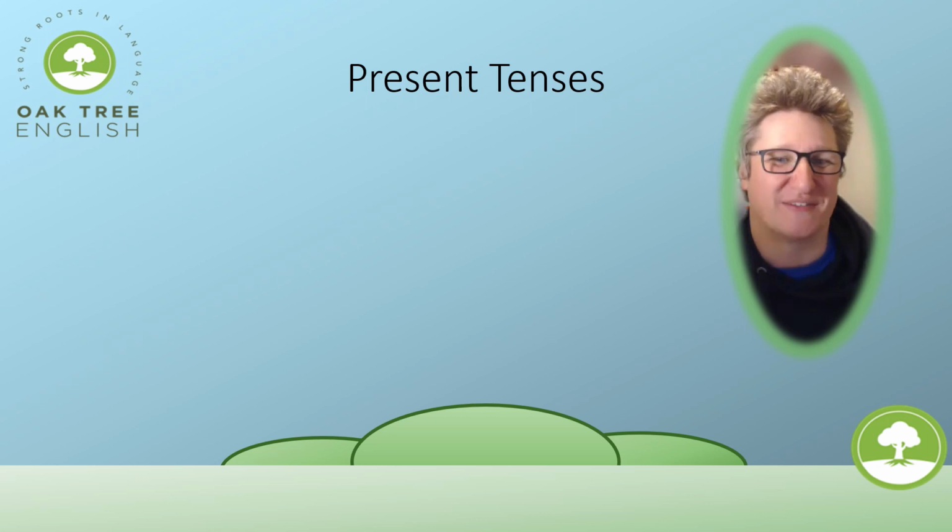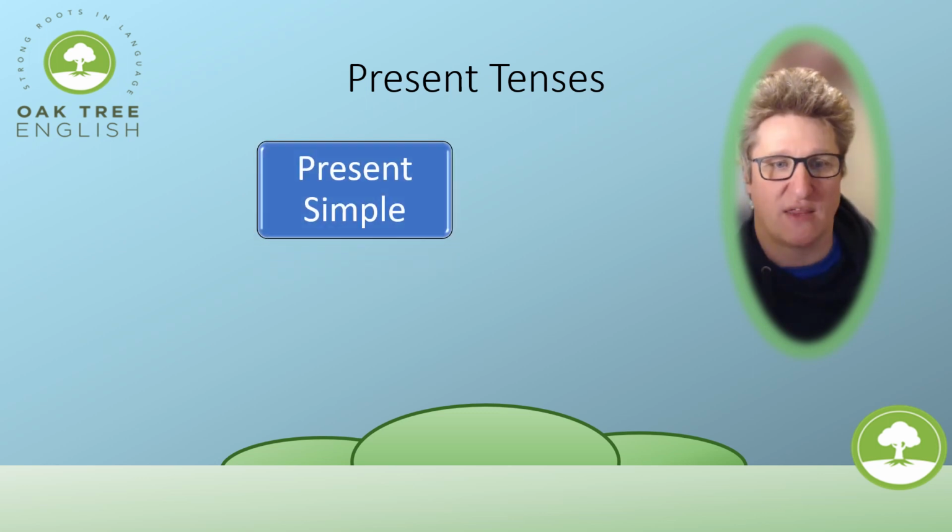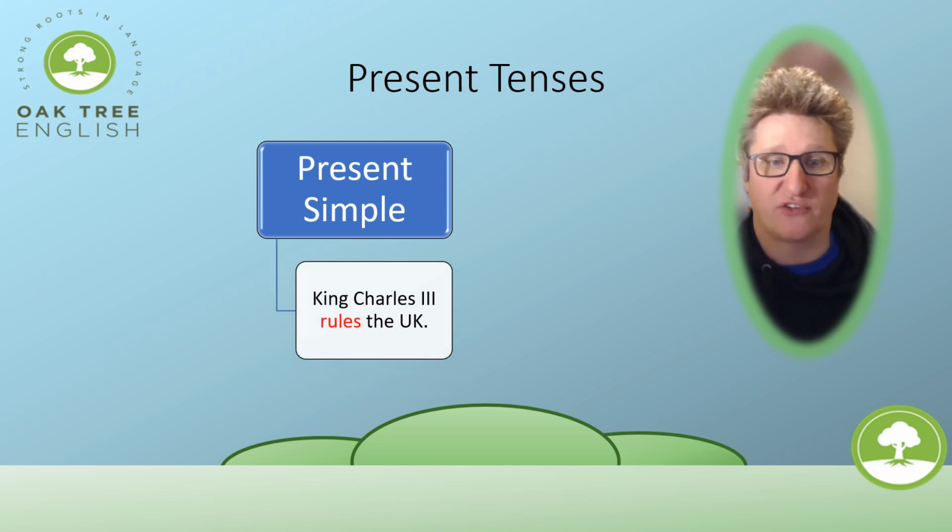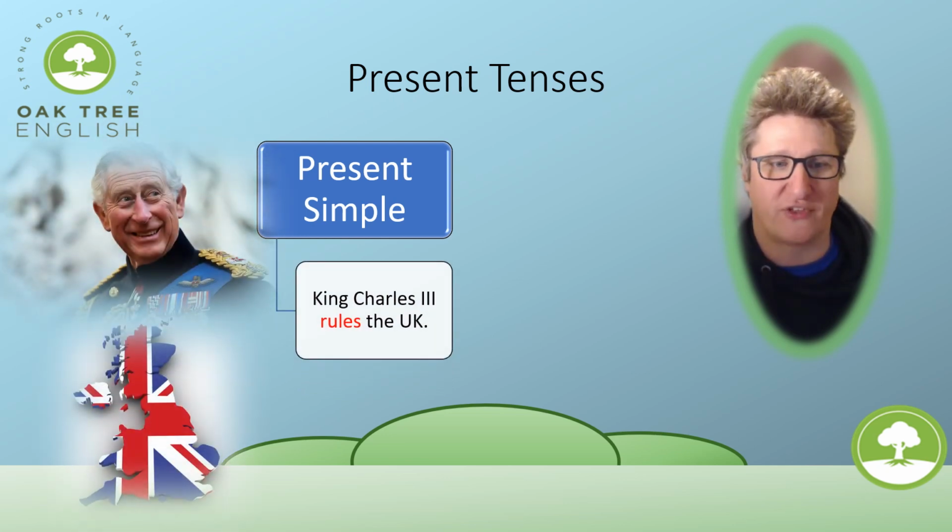So let's have a look at some present tenses. Let's start off with the first tense that you ever learned in English, the present simple. So let's take a nice present simple sentence about a present king. King Charles III rules the UK.